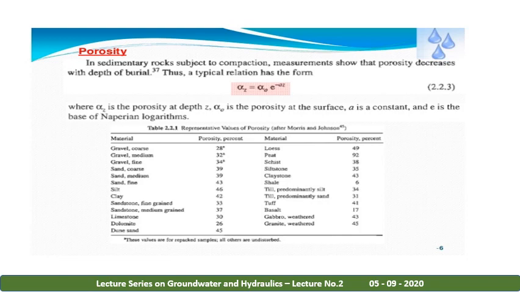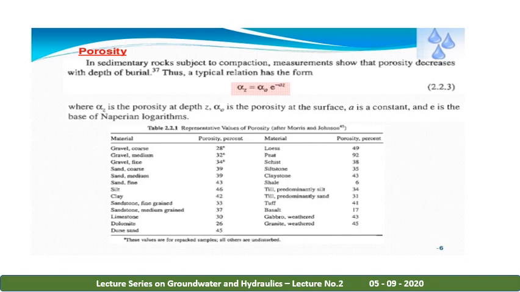And also the porosity can be written as follows. In sedimentary rock subject to compaction, measurements show that porosity decreases with the depth of burial. Thus the typical relation has the form alpha z equals alpha naught times e raised to minus a z, where alpha z is the porosity at depth z, alpha naught is the porosity at the surface, a is a constant, and e is the base of the Napierian logarithm.